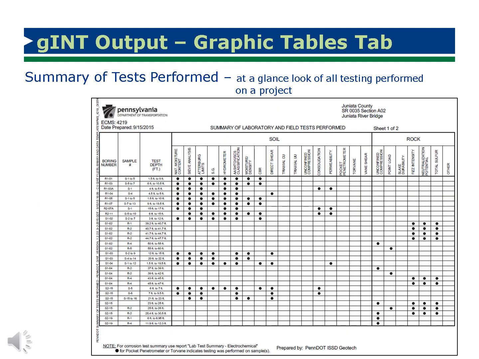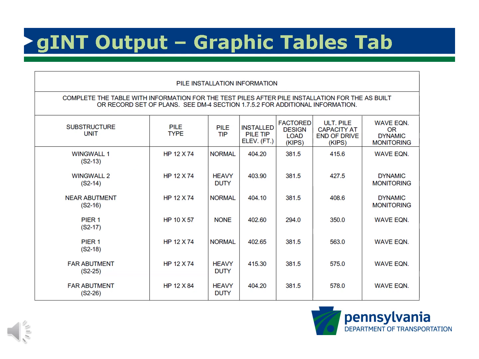An at-a-glance summary of all the lab testing performed for a project is available on the Graphic Tables tab. The pile installation information table for DM4 section 1.7.5.2 can be created with PennDOT's gINT library. Please note that the pile installation information table is to be placed on the general note sheet of the structure plans, not on the structure borings.